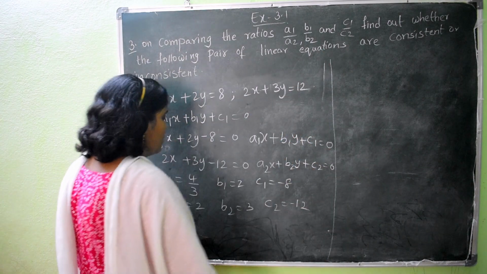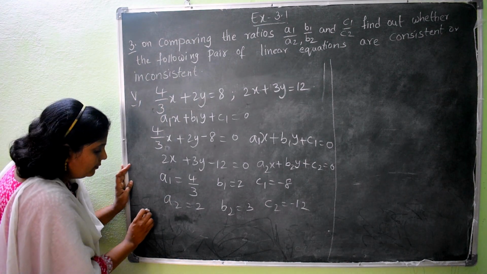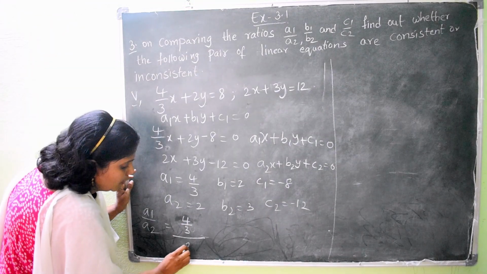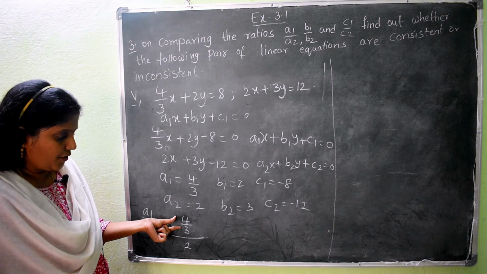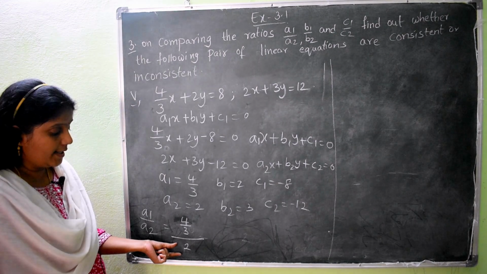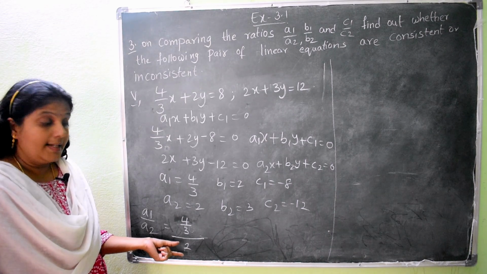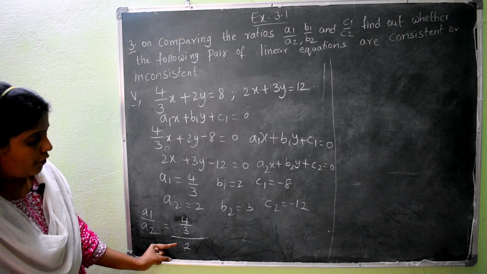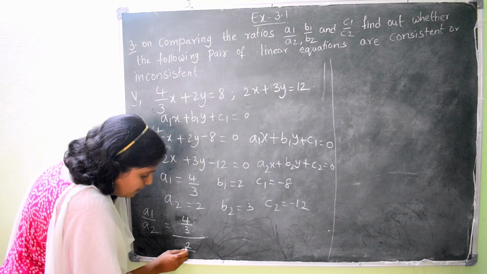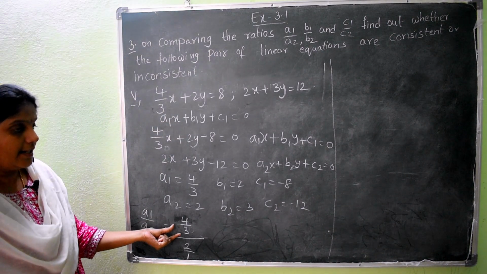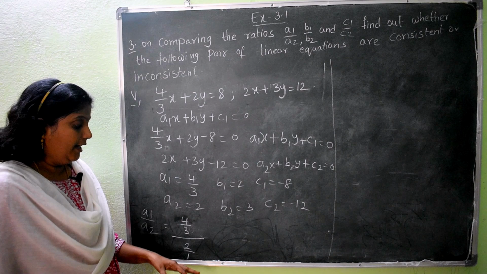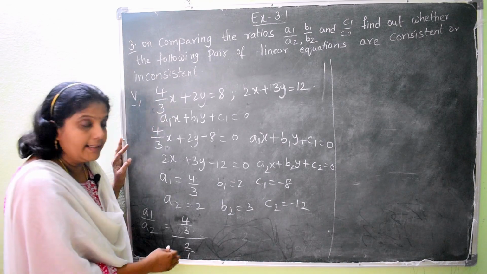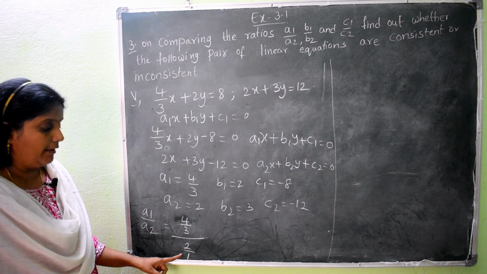Now let's compare the ratios. What is a1 by a2? a1 by a2 means 4 by 3 divided by 2. So here it is not in the form of a fraction, it is a whole number. Listen carefully here. In the numerator a fraction is there, but in the denominator a fraction is not there. So let's write 2 by 1. Now the numerator is a fraction and the denominator is a fraction. Even if a whole number exists, we can write it as a fraction by writing 2 by 1.